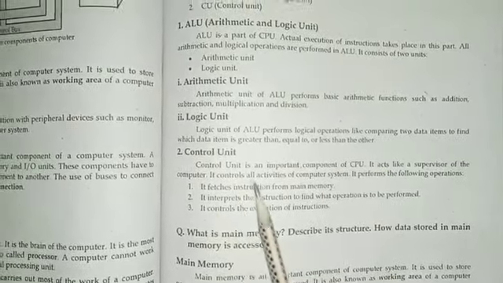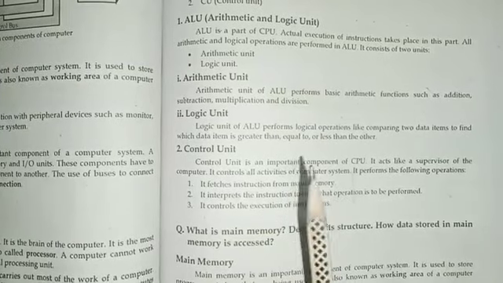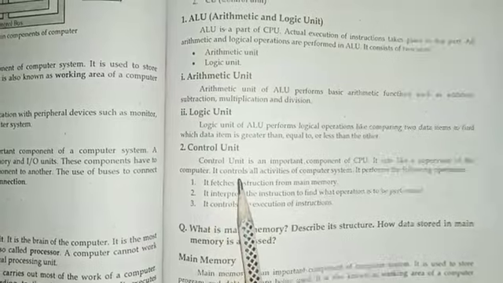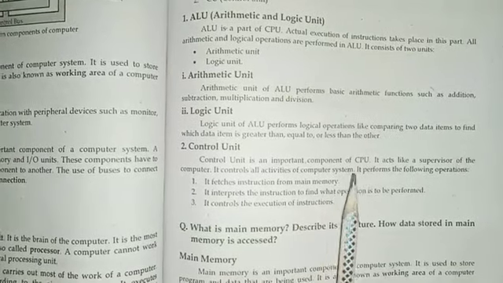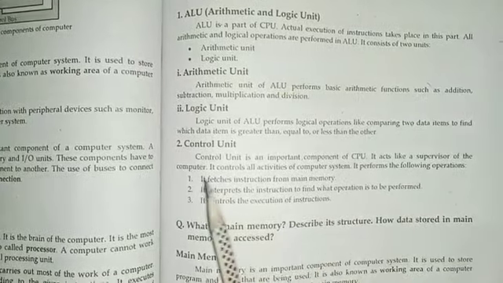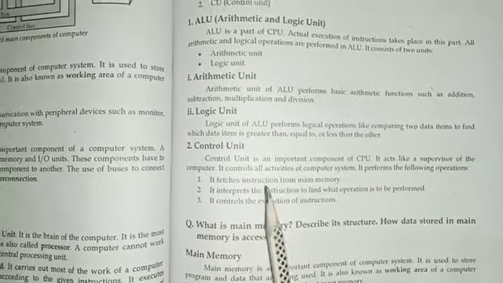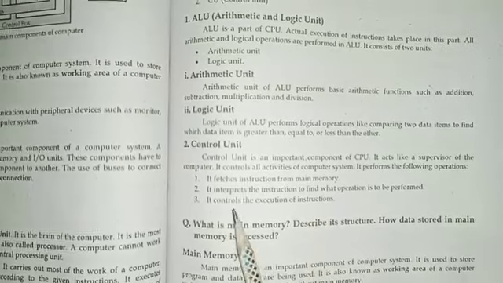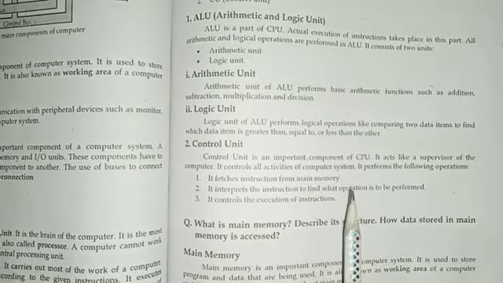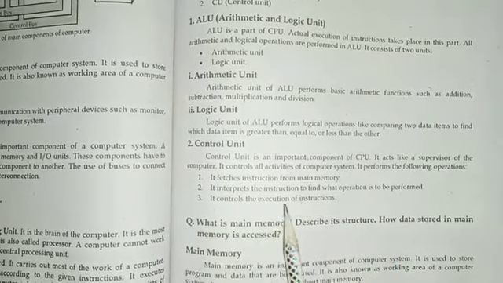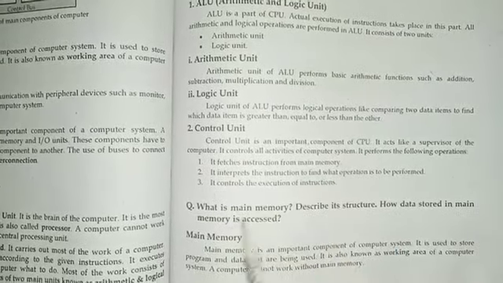The control unit is an important component of the CPU. It acts like the supervisor of a computer. It controls all the activities of the computer. It performs the following operations, which are discussed here. It fetches instructions from the main memory. It interprets the instruction to find what operation is to be performed, and it controls the execution of instructions.